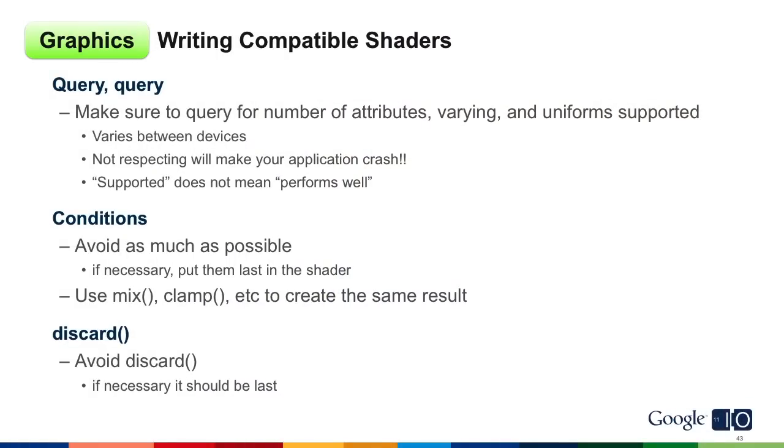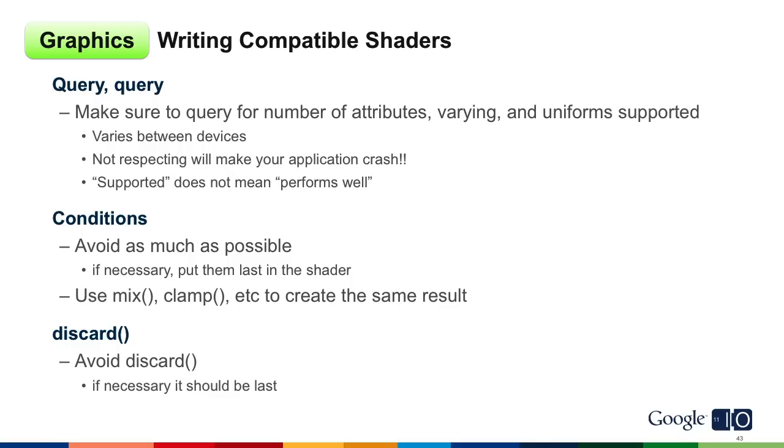And then, of course, writing compatible shaders. And this slide is actually contributed by my friend Kim over at Sony Ericsson because they've done a lot of work on this. But it's very, very important to query for the number of attributes and the varying and the uniforms that are supported when you're writing your shaders. And just because they're there doesn't mean they're actually going to perform well. But if it's not there and you try to write a shader that does that, it's going to crash your application, and that's not fun.